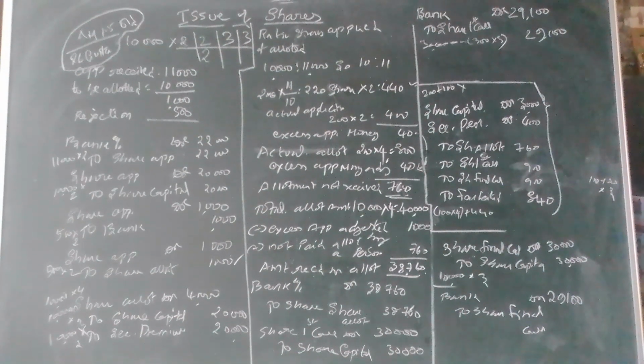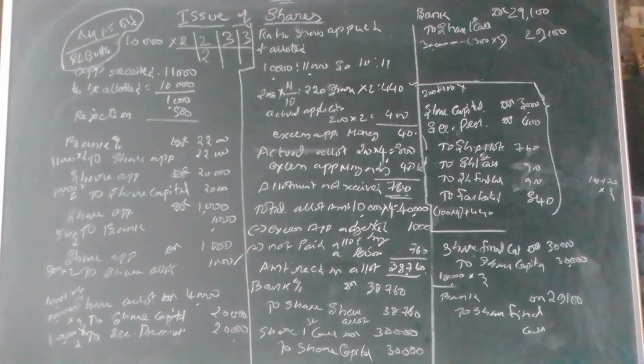Then the final call also, first the due entry. Then the amount collected: one shareholder has not paid for 200 shares, he has not paid right from the allotment. And another shareholder for 100 shares has not paid for the first call and final call. So that is deducted. So the balance, 29,100, is the actual amount collected against the final call. This is okay. Then the forfeiture entry.